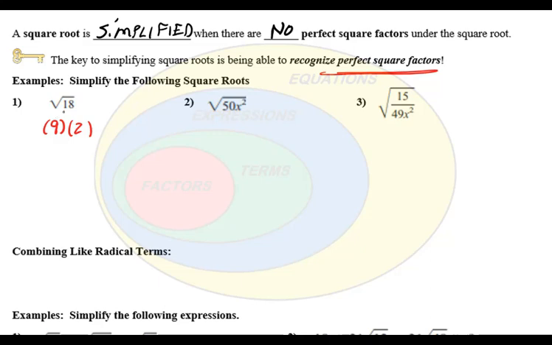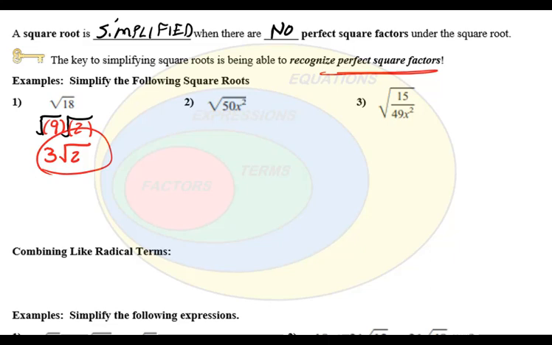Since it's a square root, we can take the square root of each factor. We're basically splitting it up into two factors. The square root of 9 is 3. That's a perfect square. And then the square root of 2 we need to leave under the radical. So this 3 square root of 2 is a simplified version of the square root of 18. Again, this will help us recognize like radical terms later on, but to simplify a square root, no perfect square factor.